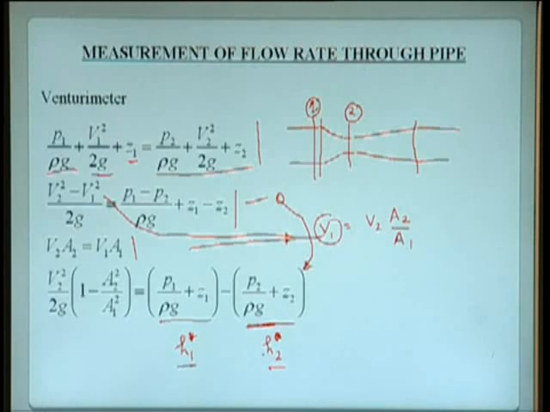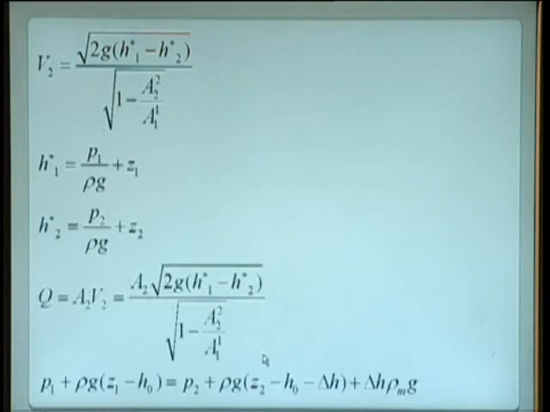Now, after writing this H1 star and H2 star, we can write V2 is equal to root of 2g (H1 star minus H2 star) divided by (1 minus A2 square divided by A1 square), and here we have written H1 star as P1 over rho g plus Z1 and H2 star is equal to P2 over rho g plus Z2.